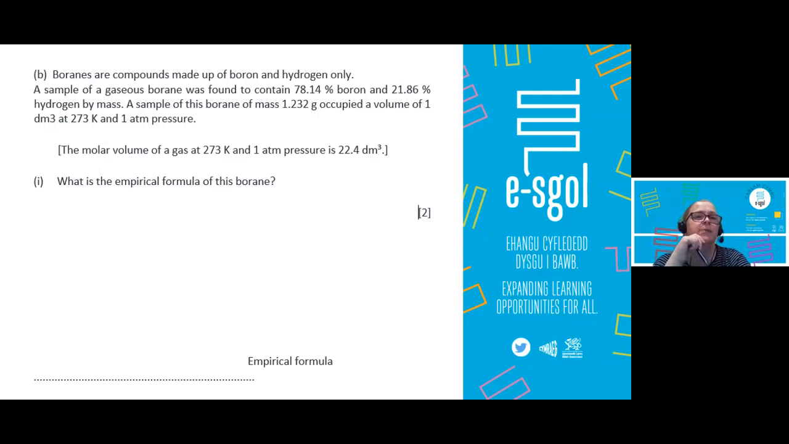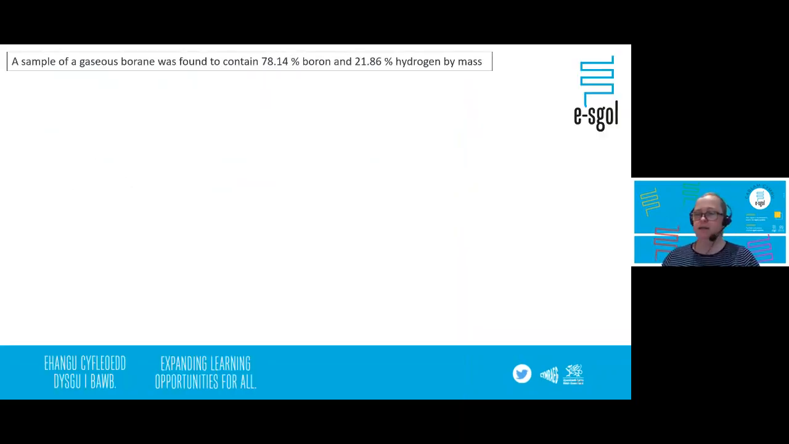Okay, so a sample of gaseous boron compound was found to contain 78.14% boron, and the rest hydrogen. Sometimes they don't even give you the second percentage. You'd have to work that out. Okay, in this case they gave it to you, so it's asking you there, what is the empirical formula of the boron compound? Okay, well, classically you need to then tackle this in the normal way.